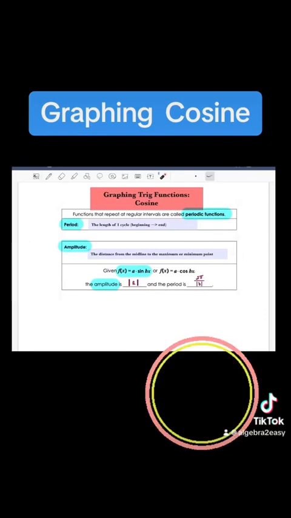We are talking about graphing trig functions today, specifically cosine functions. What you see here is exactly what we discussed in our last video, graphing sine functions. If this doesn't look familiar, then I recommend that you go back and watch the video from Wednesday. Yesterday we talked about period and amplitude, and we're really going to talk more about that amplitude today. Let's start with our first problem.